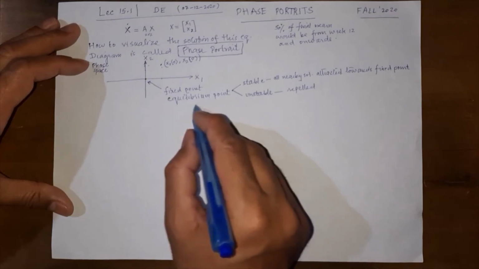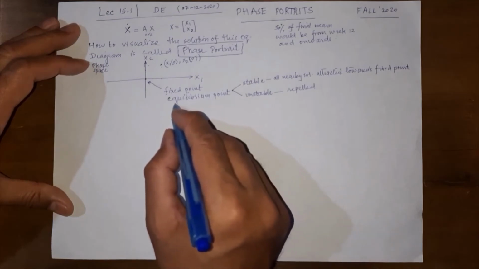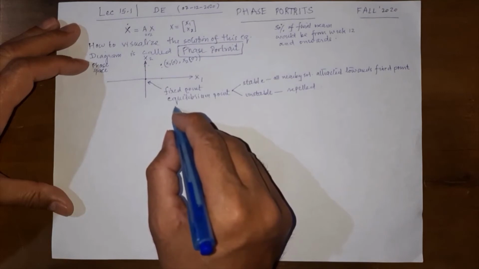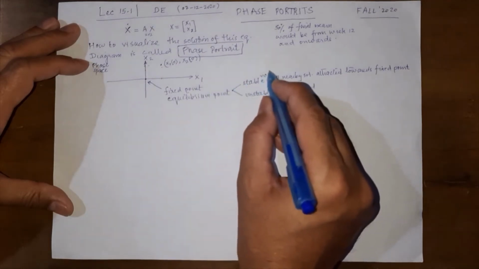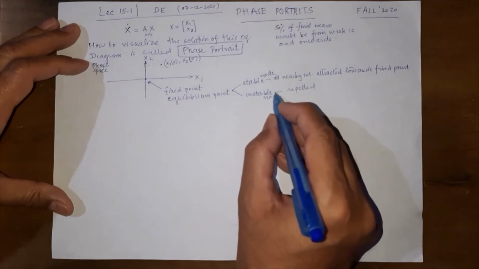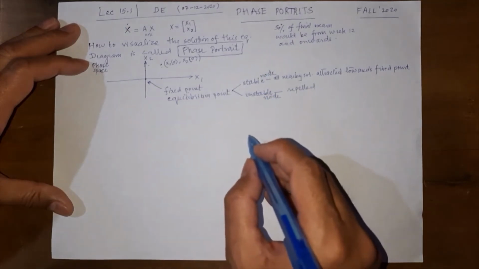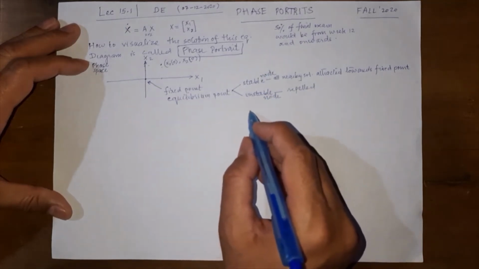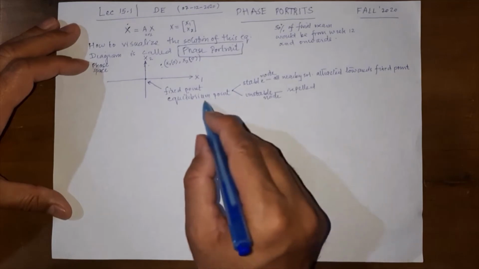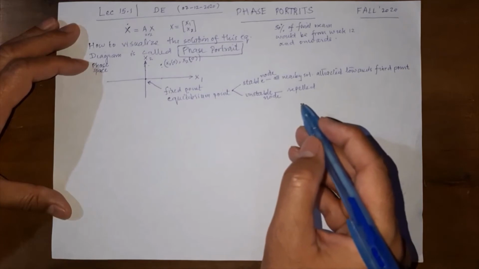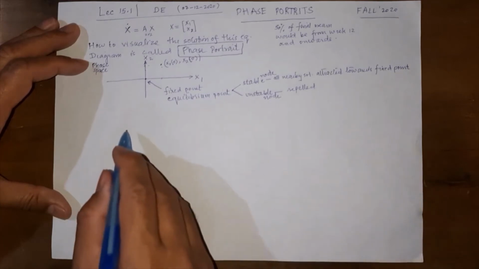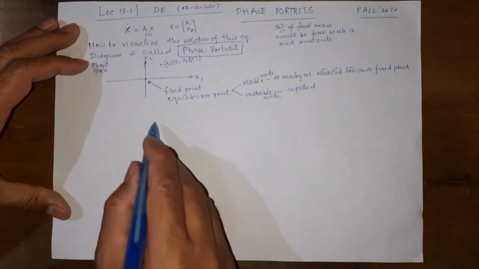Sometimes the word node is used. So instead of a fixed point, we can say it is a stable node or an unstable node. And sometimes the equilibrium point is not a node. Instead, it is a saddle point. We will come to that a little later.